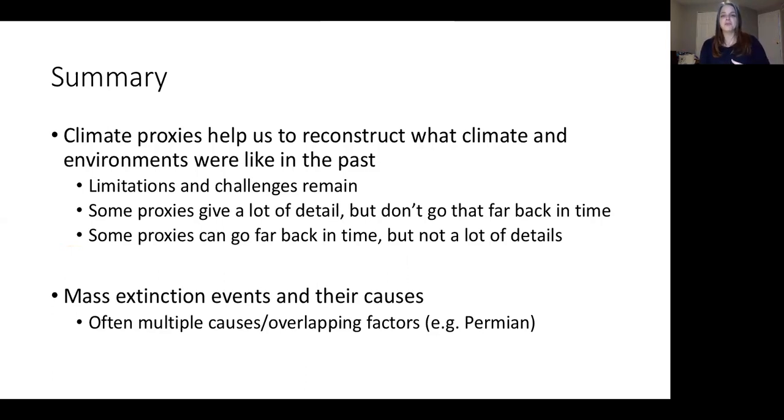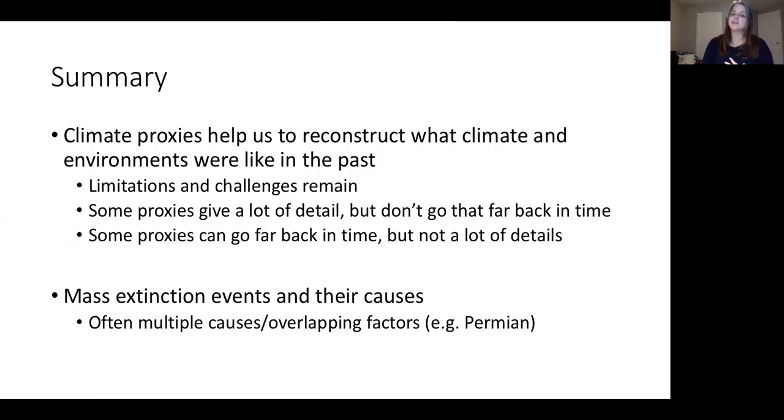The other challenge is that some proxies give us a ton of detail, but they don't go that far back in time. Think about tree rings. Tree rings give you, each year, an idea of what things were like for that tree, but we don't have trees that go back hundreds of thousands of years. So we're limited in terms of the details we can get and how far back in time we can go. Whereas some proxies go way, way back, hundreds of millions of years, but our resolution in terms of time is maybe on the order of plus or minus 10 million years in some of those reconstructions.